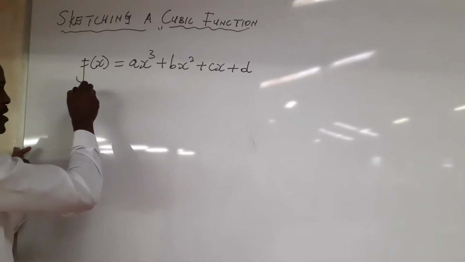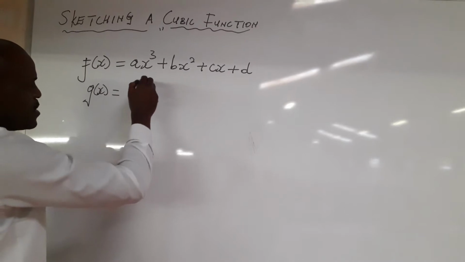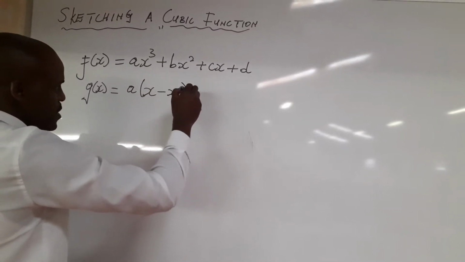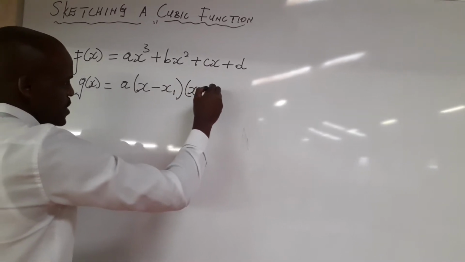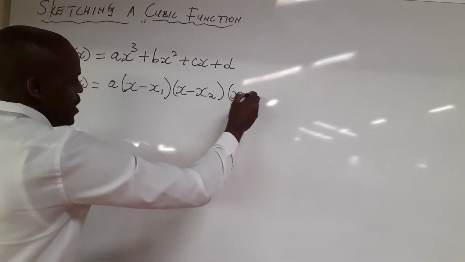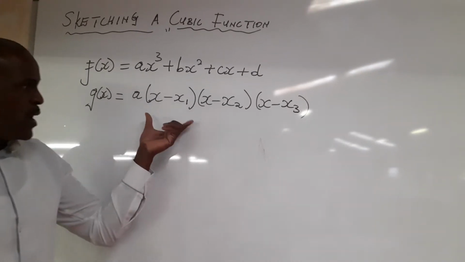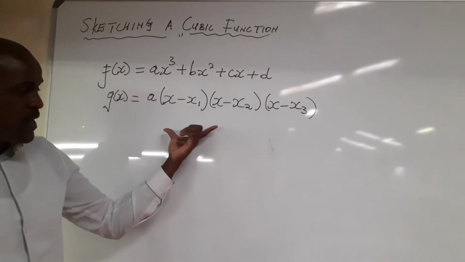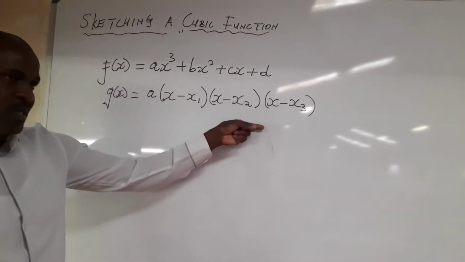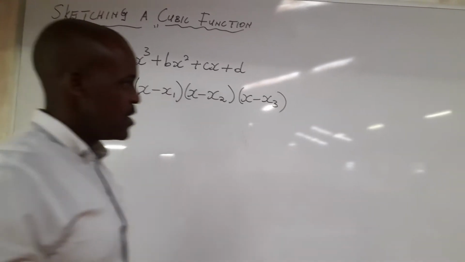And then there's another one. This one here, it's a into x minus x1 into x minus x2 into x minus x3, right? Remember that we are using this one only when you have the x-intercepts. It's x1, x2, x3. Those are the roots.